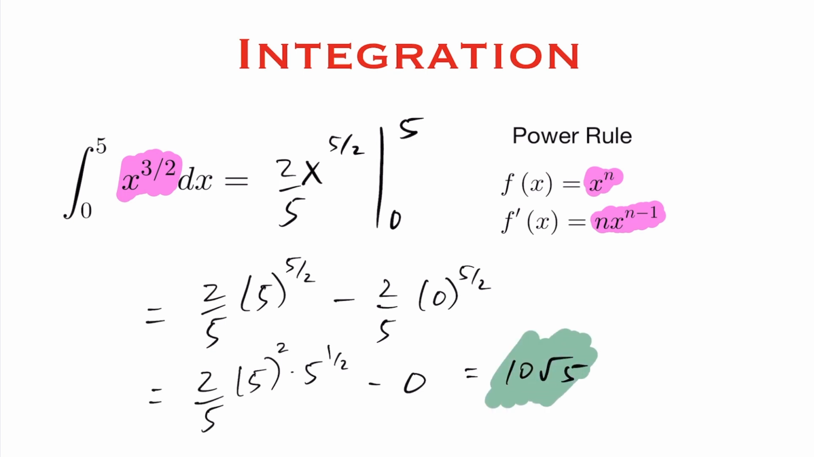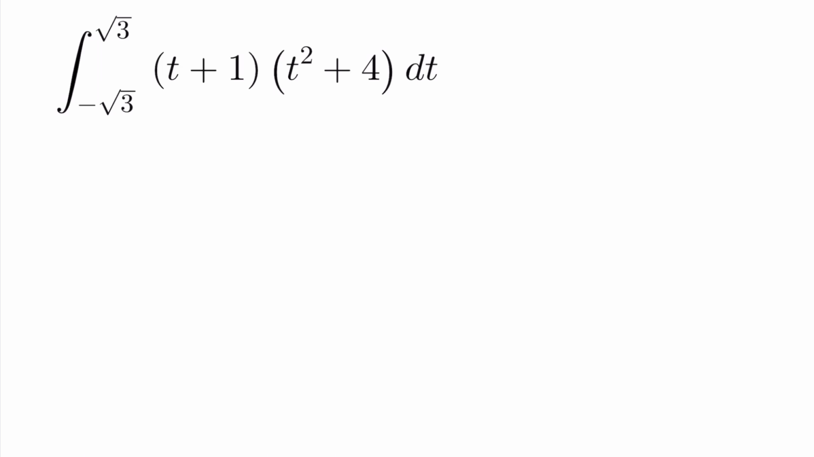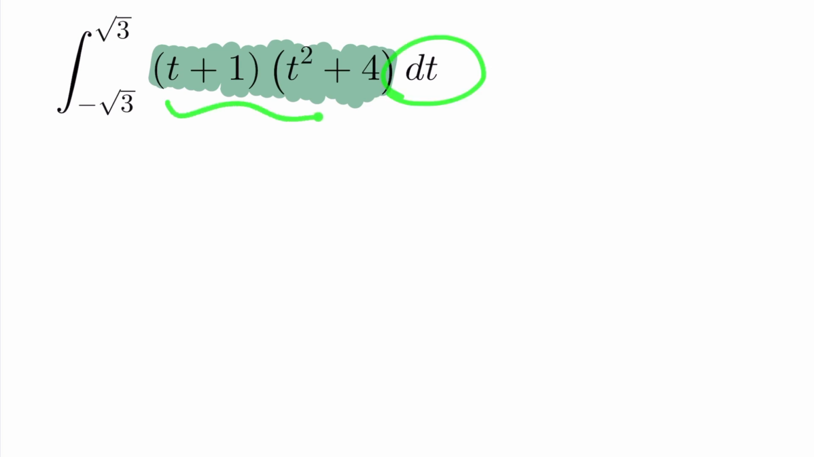Let's take a look at another example. In the next example here, we're taking the integral from negative root 3 to root 3 of the following function here. Again, the product of these two binomials. First thing to do is we're taking this with respect to t, so we're going to expand this out and see what we get. Expanding out, we get the following.